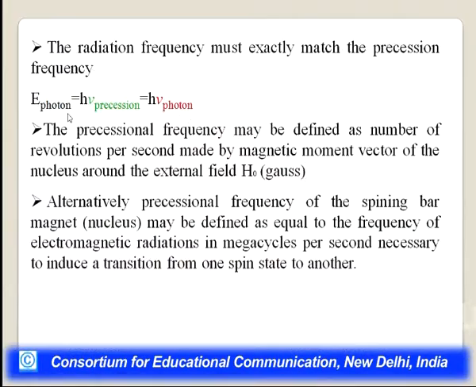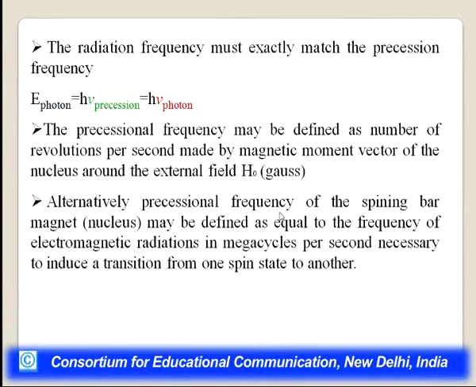Here you can see E photon, that is the energy of the photon, is equal to h nu, and this nu is the precessional frequency and also the photon frequency. These must all be equivalent in value. The precessional frequency may be defined as the number of revolutions per second made by the magnetic moment vector of the nucleus around the external field. Which nucleus? The hydrogen nucleus, around the external field which we are applying over there.